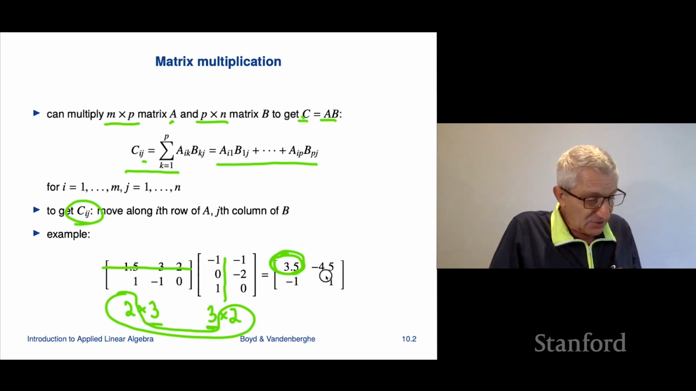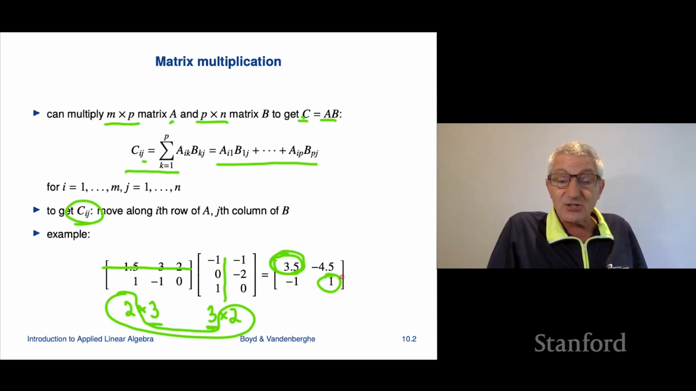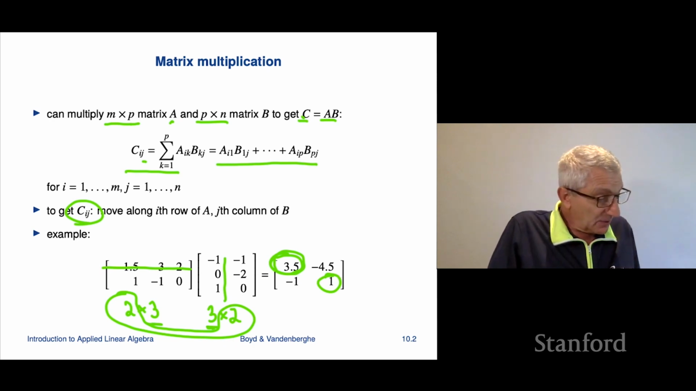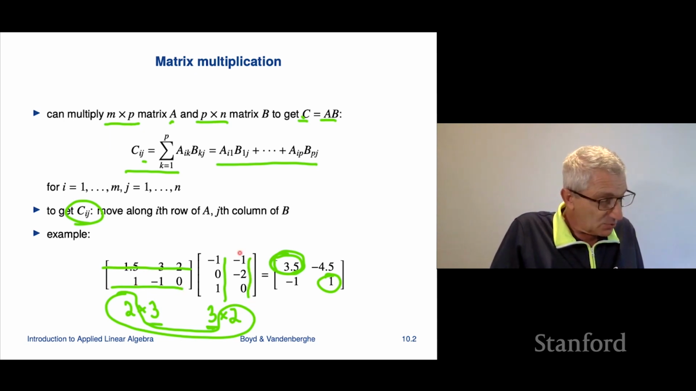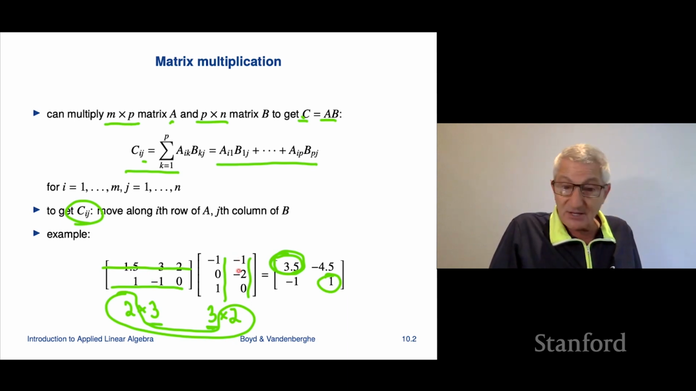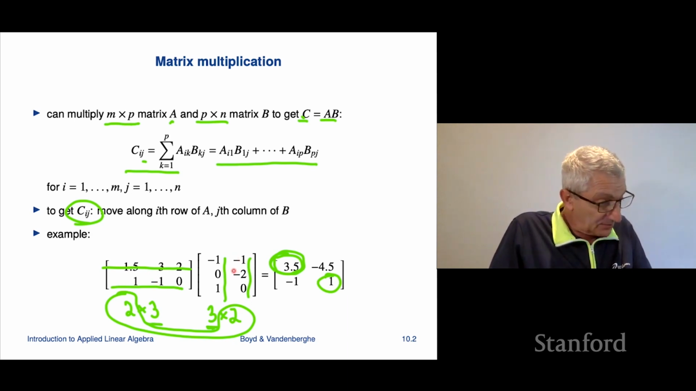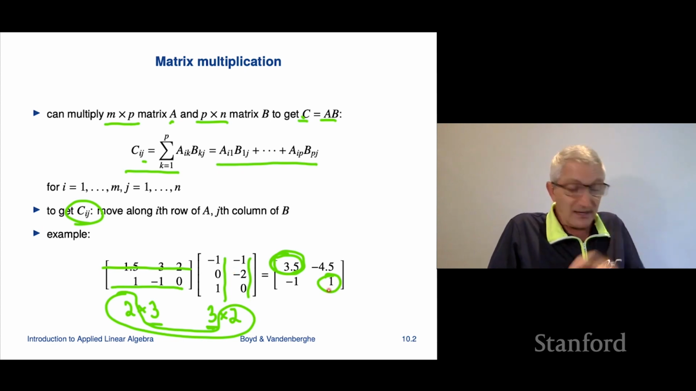All right, let's audit another entry. How about this one? To get the 2,2 entry of C, we would go along the second row of A and down the second column. And let's just check it. You get 1 times minus 1, that's minus 1. Plus minus 1 times minus 2 is 2. So we're up to 1. And then 0 times 0. So we're at 1. And it's correct.